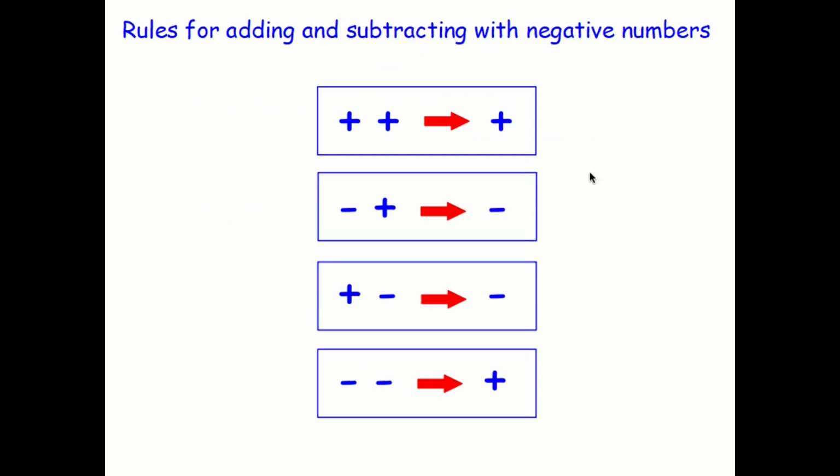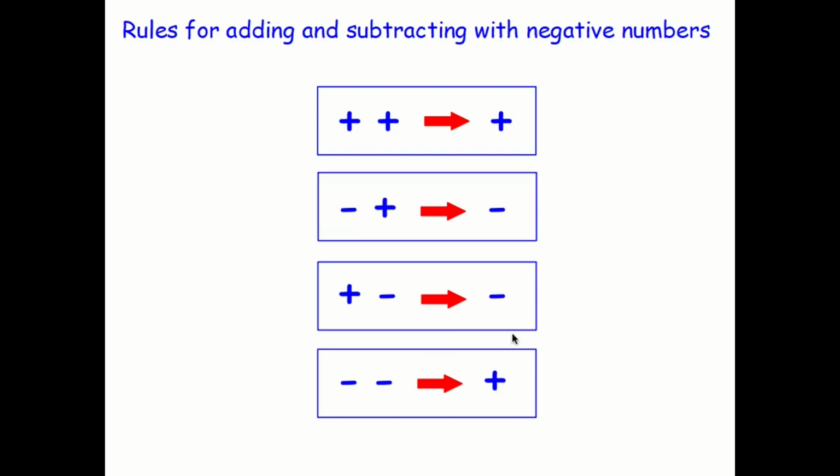When you've got two pluses right next door to each other, then those become a plus. If you've got a minus and a plus right next door to each other, then they become a minus. If you've got a plus and a minus right next door to each other, they become a minus. And if you've got two minuses next door to each other, they become a plus.